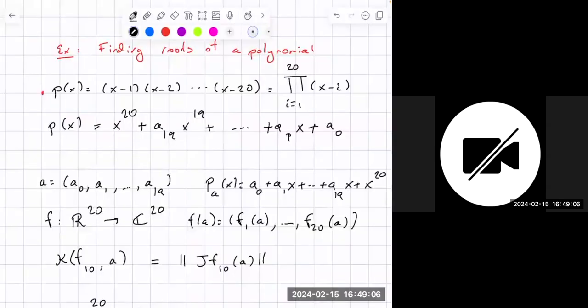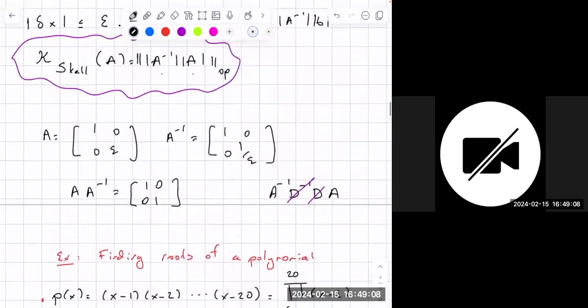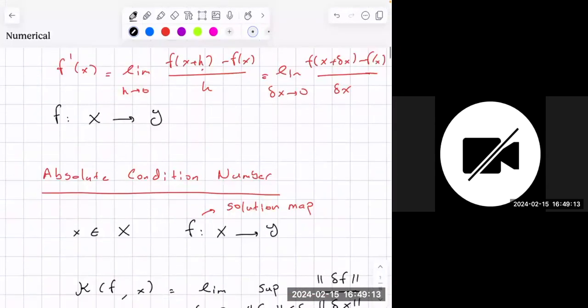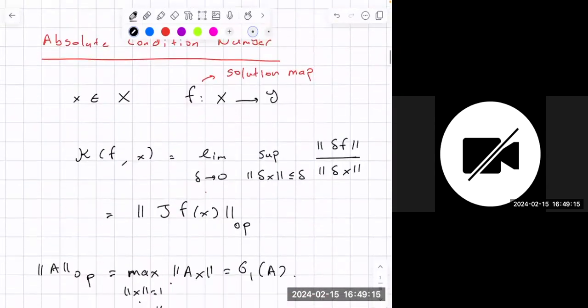So let me just remind you one thing. So what did we do? We defined absolute condition number, which measures absolute error.